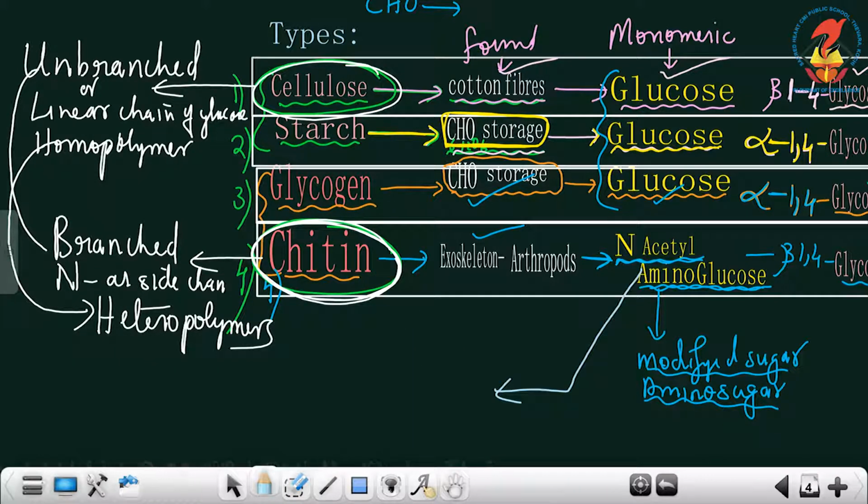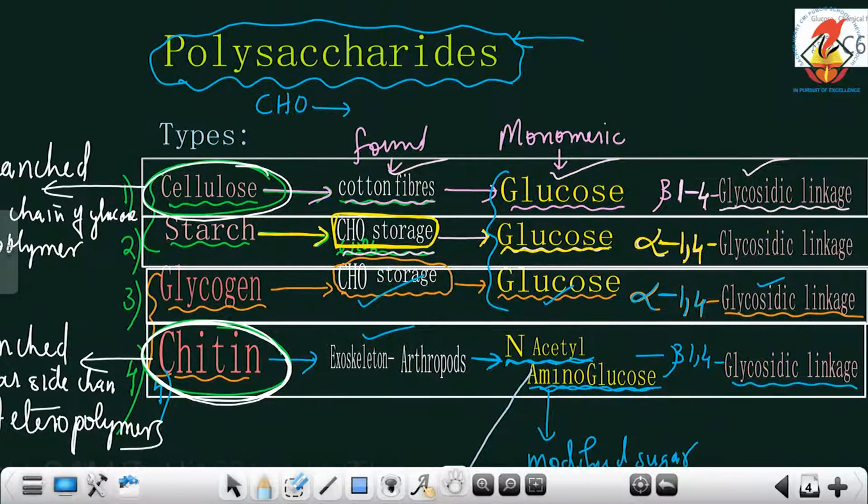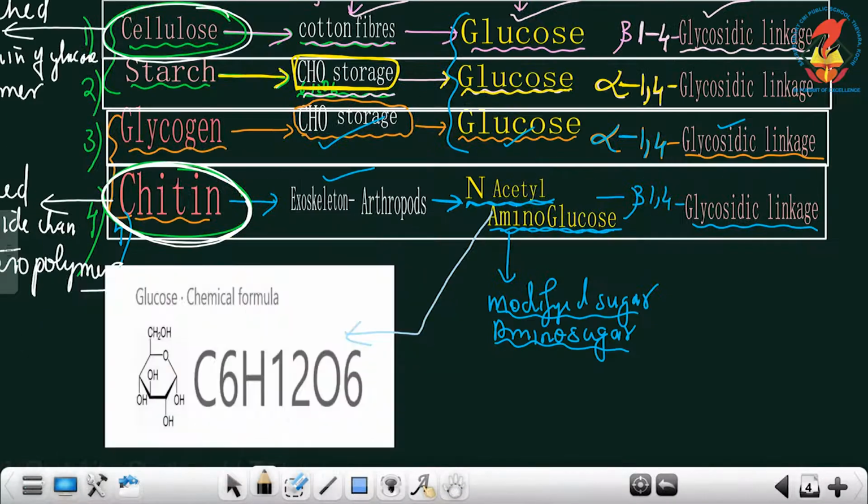So, I would like to pull up this picture of glucose. This is the normal glucose, the pyranose ring as I indicated in the beginning, with 6 carbons, 1, 2, 3, 4, 5, 6 carbon and hydroxyl groups. Look, 1, 2, 3, 4 and 5. Okay, this is the structure of a normal glucose molecule, very simple.